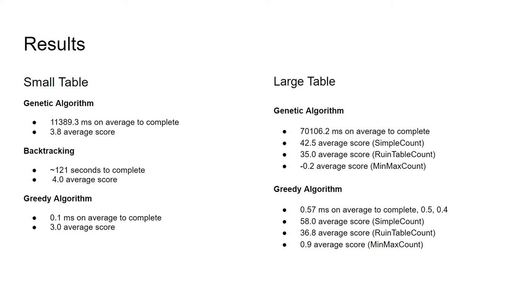So here are the results. For the small table, the greedy algorithm was the quickest, followed shortly by the genetic algorithm, and backtracking was by far the slowest, but also had a perfect score. For the large table, the run times were relatively similar. The greedy algorithm was still much faster, and the accuracy was relatively similar across the board. We can see that the genetic algorithm beat the greedy algorithm sometimes, but not always.